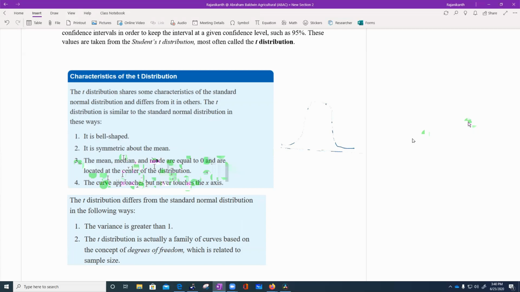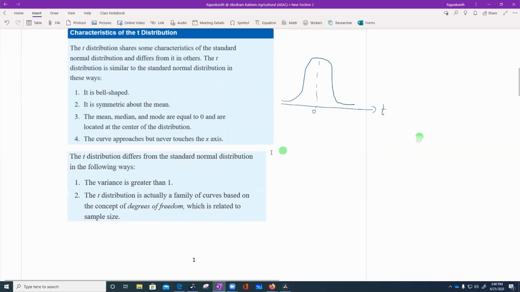This is my t distribution, which I am denoting by t. The midpoint is now 0. It looks like a normal distribution, the standard normal, right? Then what is the difference between this curve and the standard normal? Remember, in the standard normal, the variance is always 1. But here, the variance is always greater than 1.